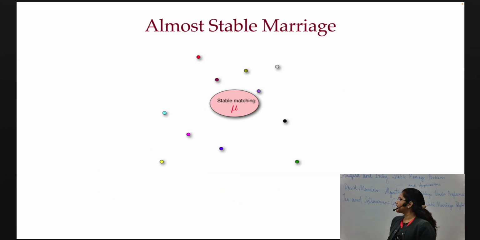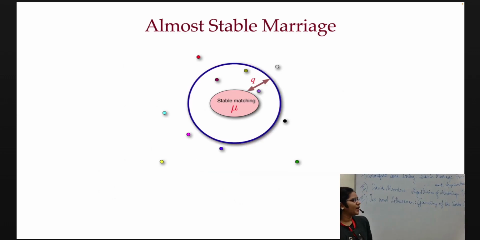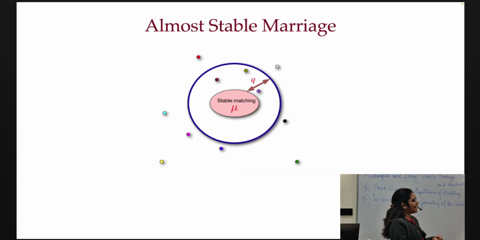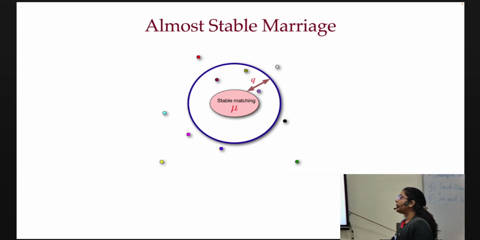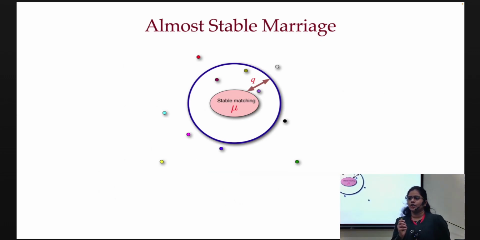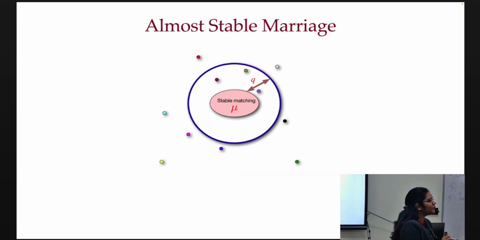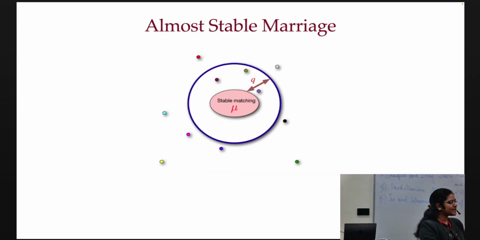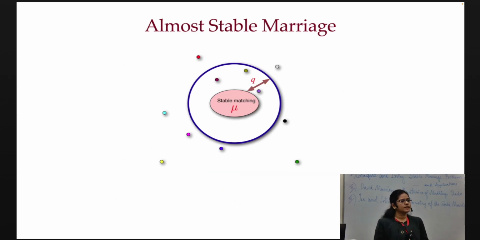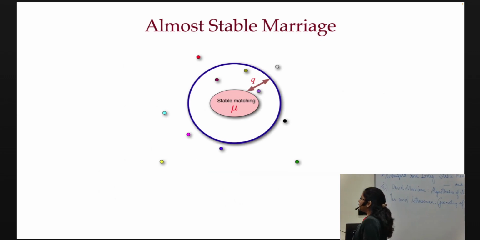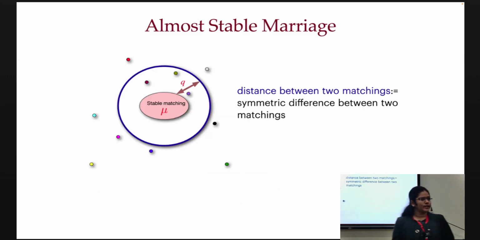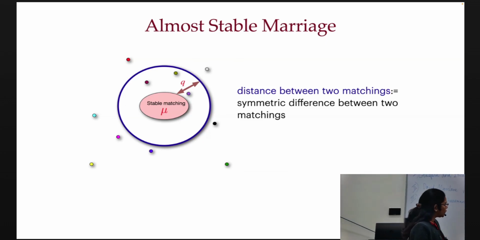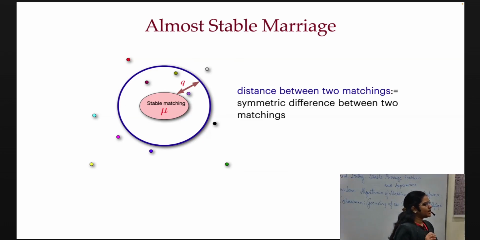But what if we decrease our search space? Now my question is not to find any stable matching which is large enough with at most k blocking edges, but I am also saying that the particular solution should also be close to mu. So I decreased my search space. Now can I hope for some good algorithms? When I say close to, we need to quantify this. What do we mean by close? The distance between two matchings is the symmetric difference between the two matchings.